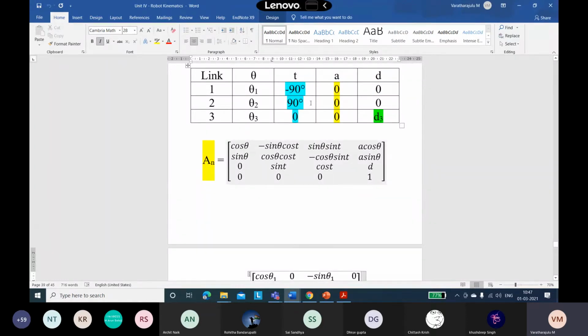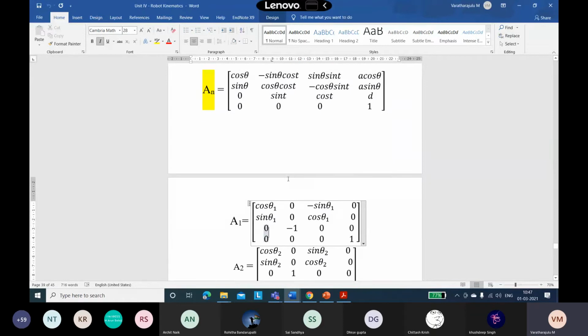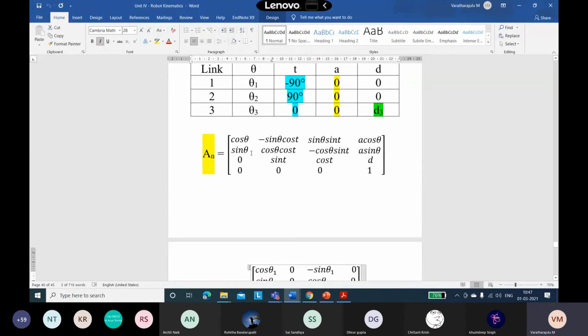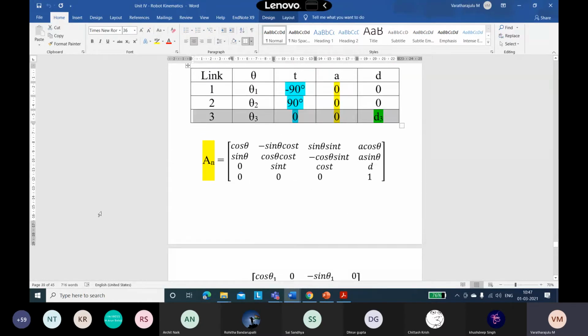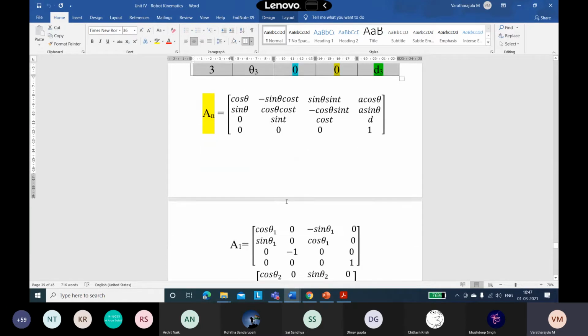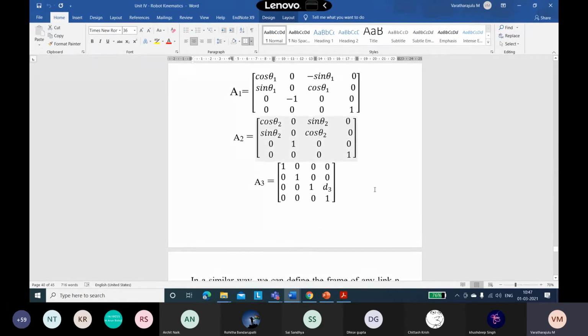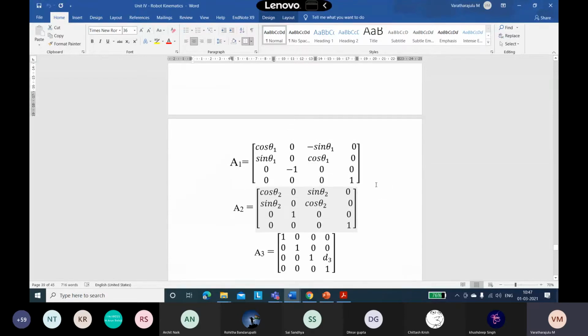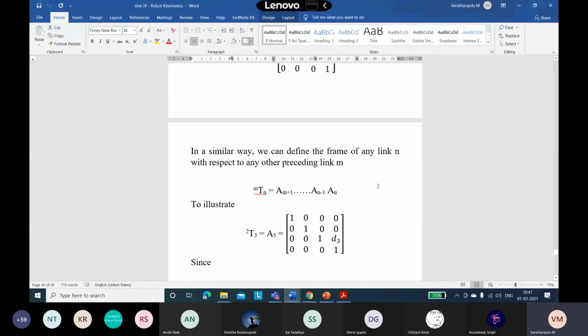Concerning link 2, we have 90 and the difference with this dimension alone. Instead of minus, we are getting a positive value. And concerning the third link, we have theta and a are 0, and instead of d we are going to apply d3, and this is what the A3. What we need to do is multiply these three different matrices one by one. These are the mathematical notations which we need to use in order to get the resultant matrix.